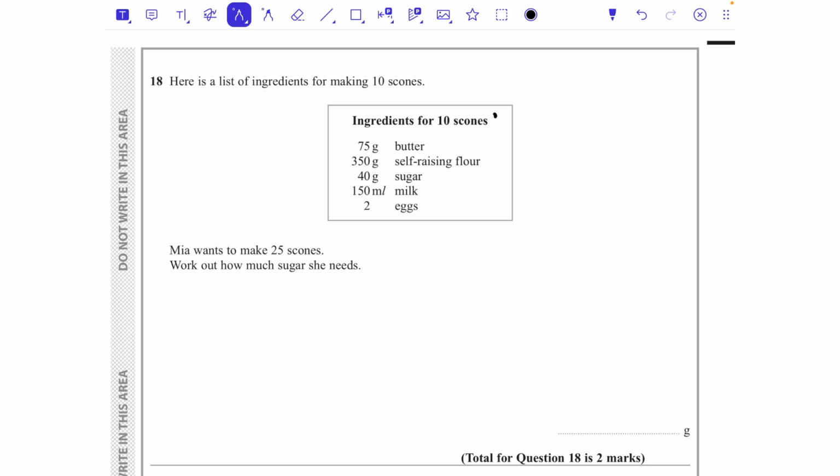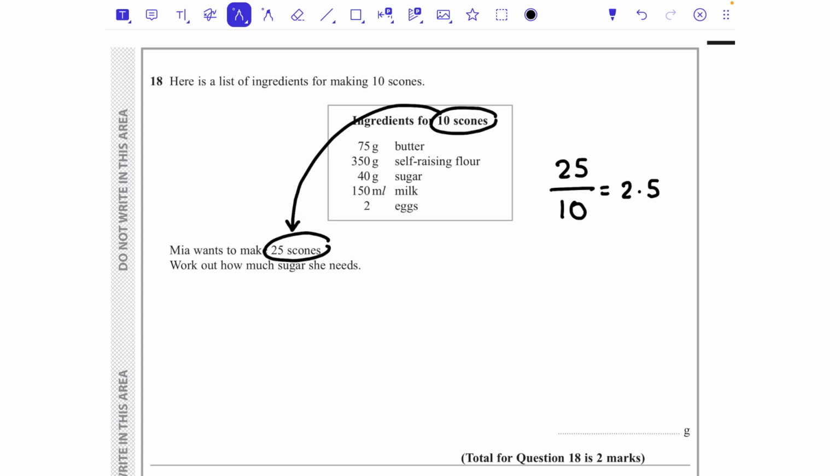So if our recipe is for 10 scones and Mia wants to make 25 scones, she needs to multiply this recipe by however many times bigger that is. And to find out how many times bigger it is, we're going to do 25 divided by 10. It's going to get you the scale factor. It's going to tell you how many times bigger it is, and that is 2.5. So in order for Mia to make 25 scones, she needs to multiply her recipe by 2.5.